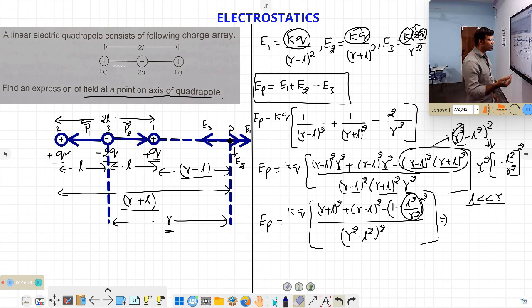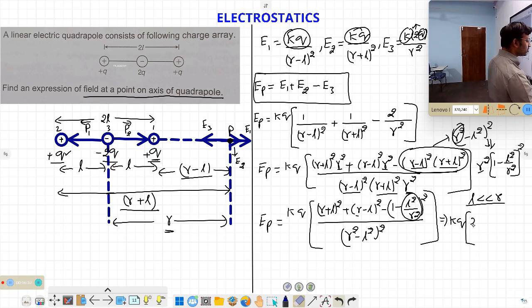So in this case, what is the equation you are going to get? That is nothing but KQ into, the bracket terms, R square plus R square, that is 2R square, and this becomes minus 1. L square by R square becomes 0, that is negligible, so that becomes 1, and minus 1 gives minus 1. In the denominator we are going to get R square whole square, that is R power 4 here.